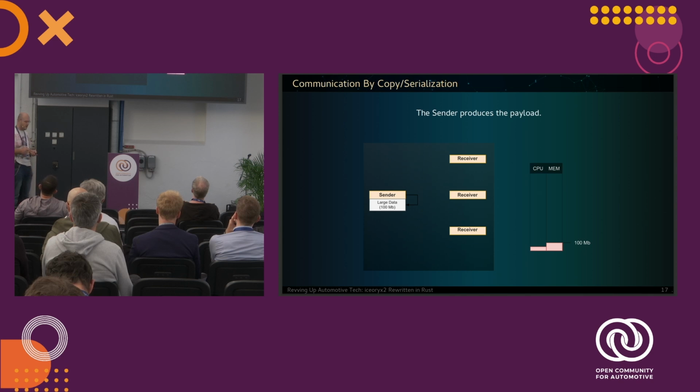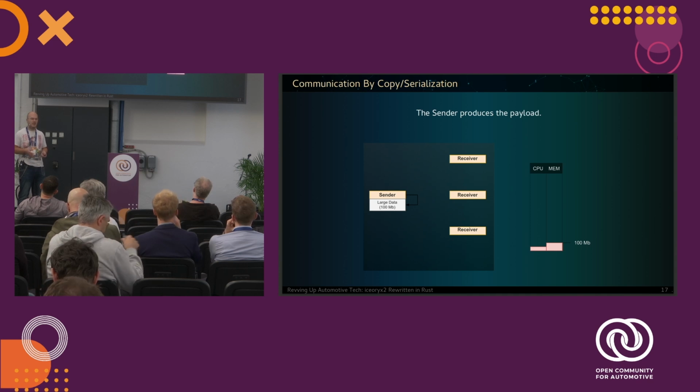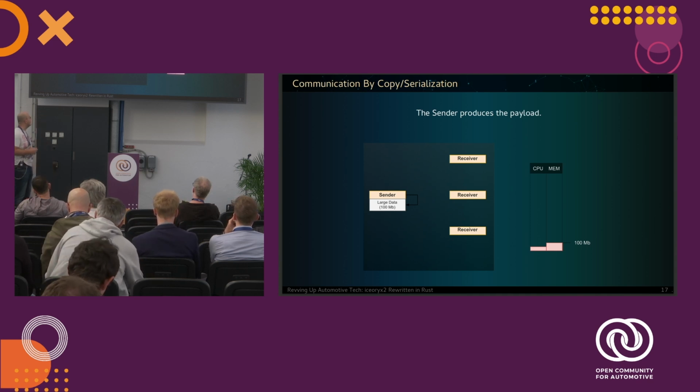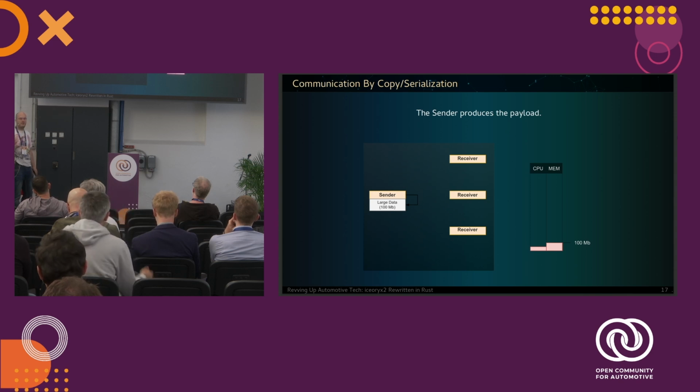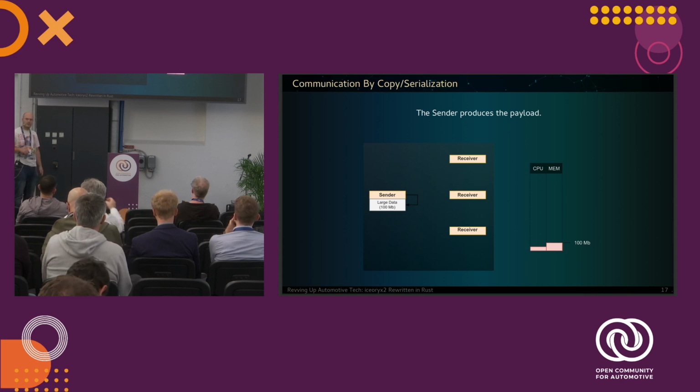So let's take a look at a very simplistic example. You have one sender which produces 100 megabytes of data and wants to send the data to 3 receivers. So in the first step, the sender produces the data. Maybe it's a big camera image or whatever. And this costs you a little bit of CPU load and a little bit of memory. So therefore, we now have a memory consumption of 100 megabytes.